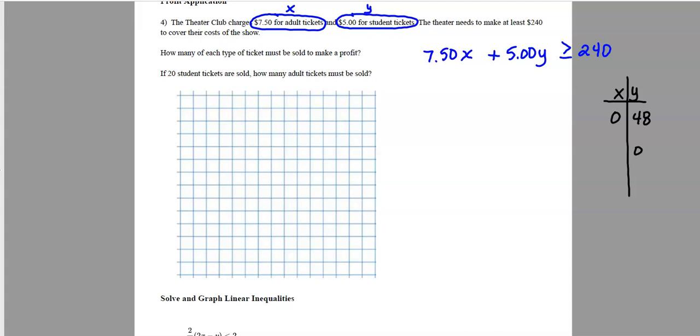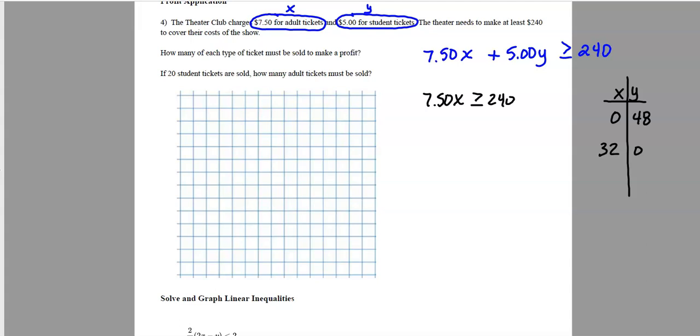Well, then if we go the other way, if I sell 0 student tickets and only adults come, well, that would be 7.5x is 240. So 7.5x is greater than or equal to 240 if I let y equal 0. So I need to divide that out. Let me just use my calculator here real quick. And it might not be a nice friendly number, but we'll see. 240 divided by 7.5. Oh, it is 32. And it makes sense I would sell less of those tickets because they cost more.